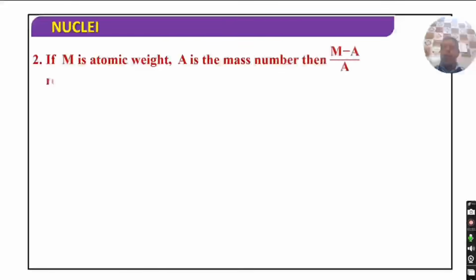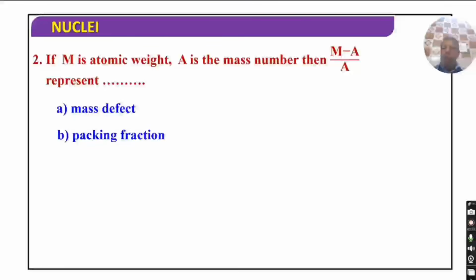Then we have the second MCQ type question. If m is the atomic weight and A is the mass number, then (m minus A) over A represents dash. A, mass defect. B, packing fraction. C, binding energy. D, chain reaction. And the correct answer is packing fraction, because we have just studied that delta m over A is equal to packing fraction.